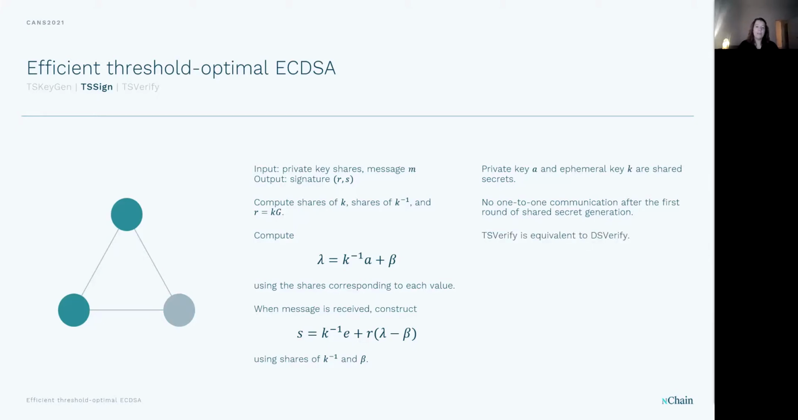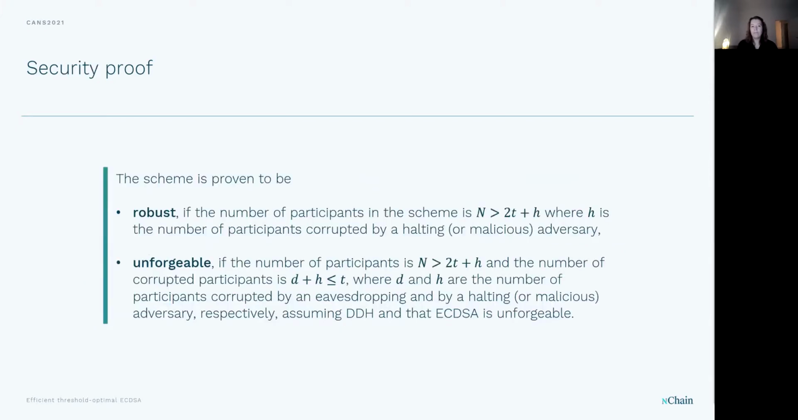And the verification is the same as if it was created by a single private key. So I won't cover this in detail. Like I said, the scheme has a security proof, and it is proven to be robust and unforgeable. Robustness is that the result of the algorithm is still computed if there's a certain number of corrupted participants present. And unforgeability is that there's a negligible probability of an attacker being able to generate a signature on a previously unsigned message. So we prove that the scheme is robust and unforgeable, assuming decisional Diffie-Hellman and that ECDSA is unforgeable.